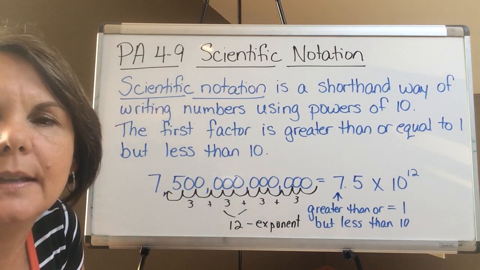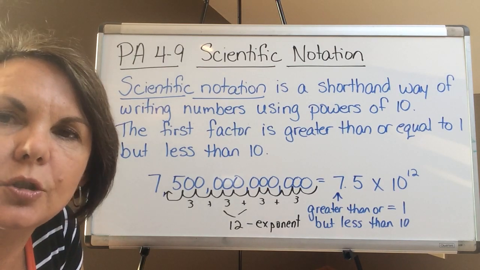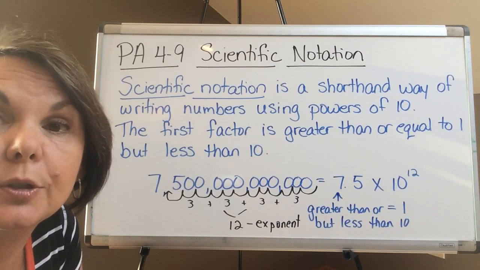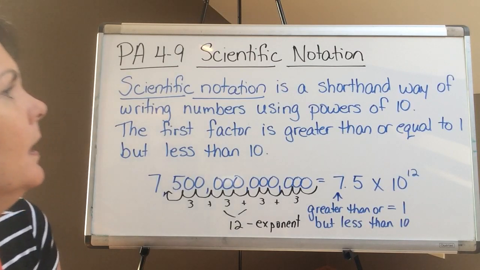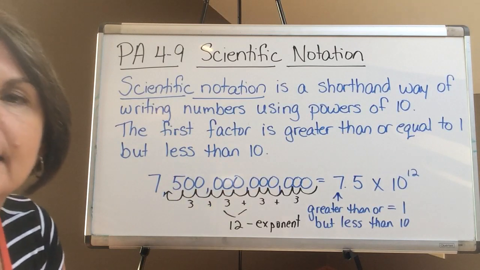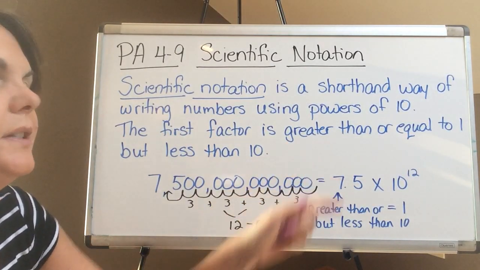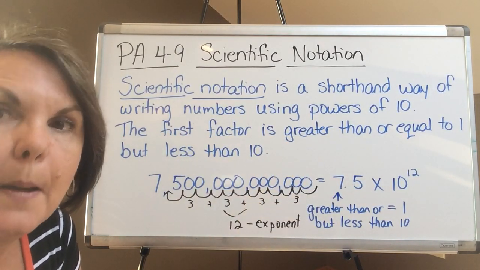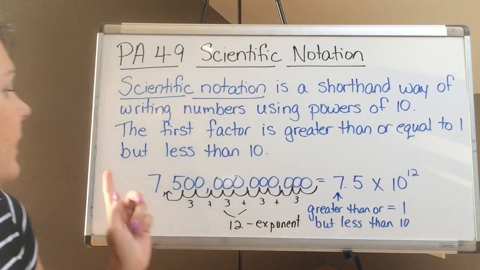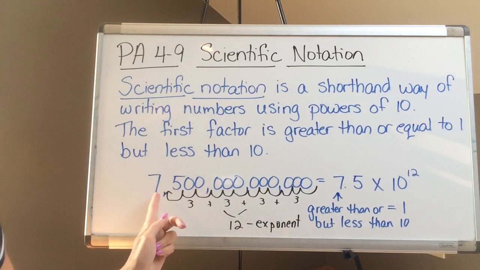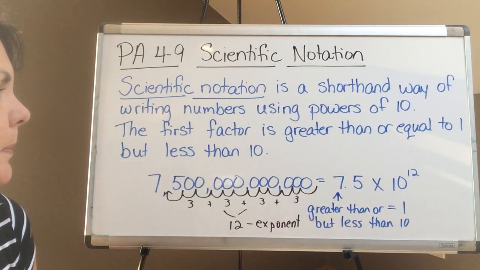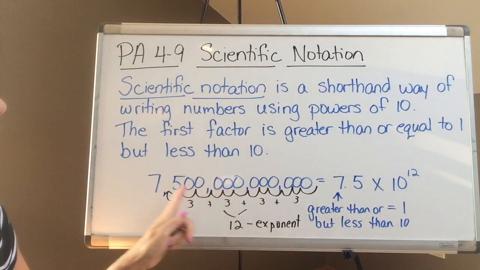Today we're going to talk about scientific notation, and it's a shorthand way of writing numbers using the powers of 10. All right, so the first thing is the first factor has to be a number that's greater than 1 but less than 10. All right, so if I take a look here at this example, and I have this extremely large number, thousands, millions, billions, trillions.